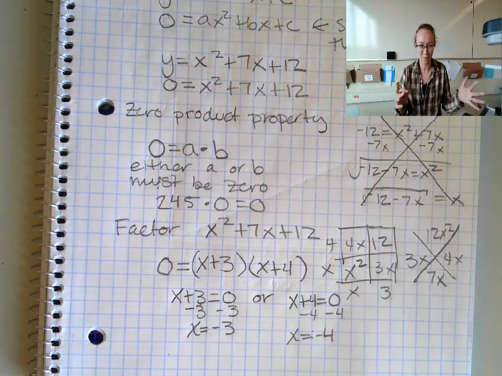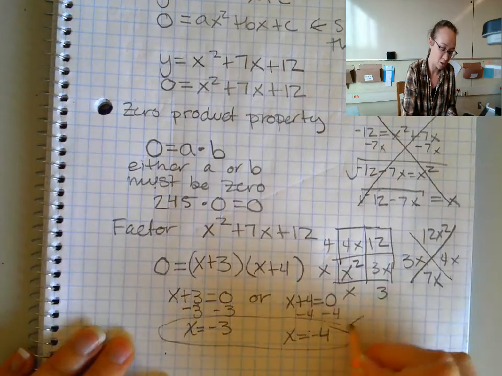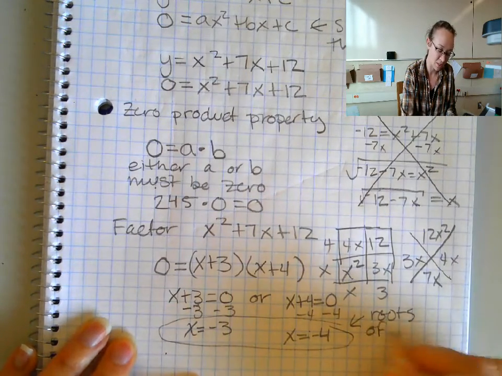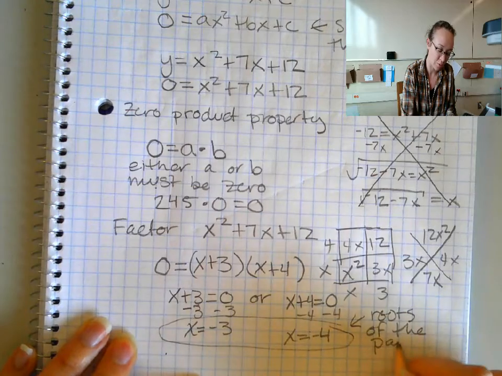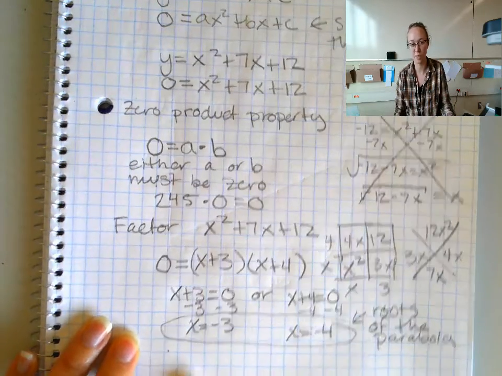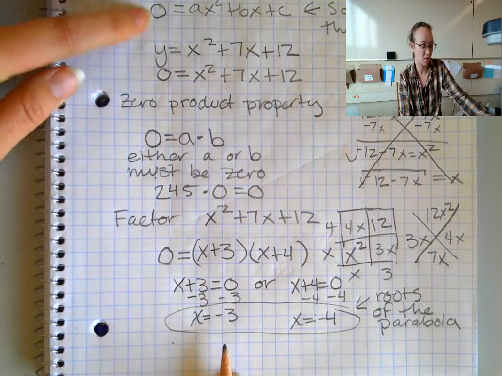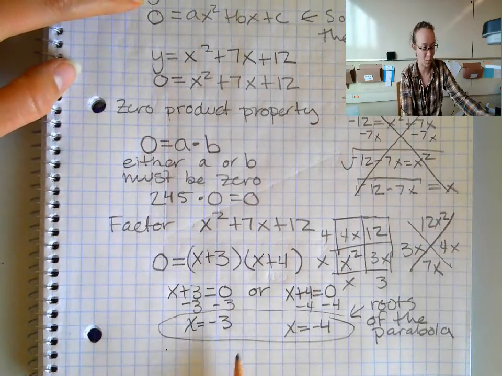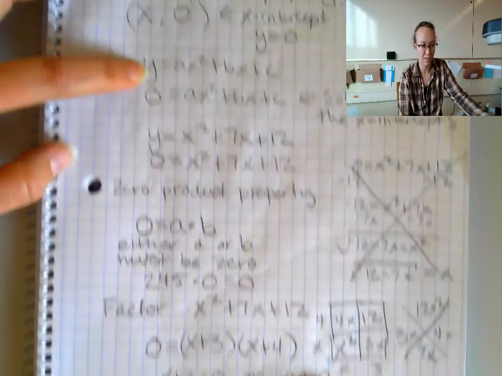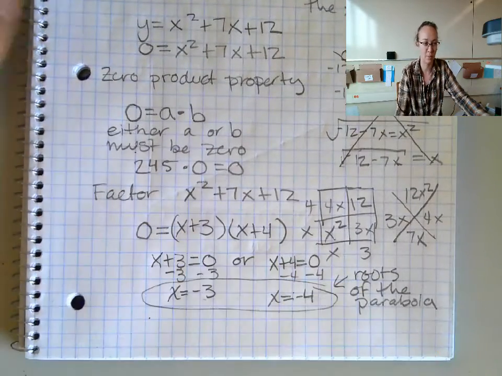Well, remember what we were talking about to begin with? These are like the roots or the x-intercepts of the parabola. And to confirm that they work, we can plug them one at a time back into the original problem and see that when we plug in negative 3, we do get 0 for y, which is what we need to have an x-intercept, an x value, and then y. Let's do it real quick.